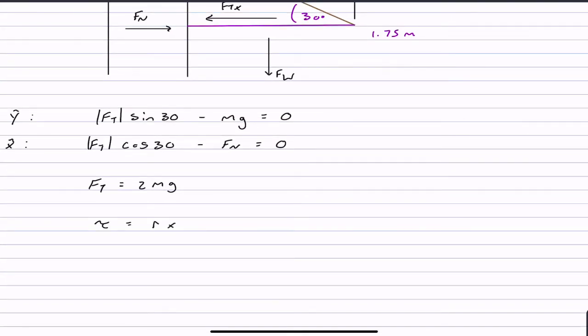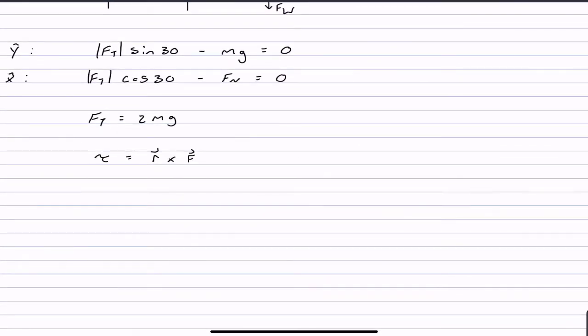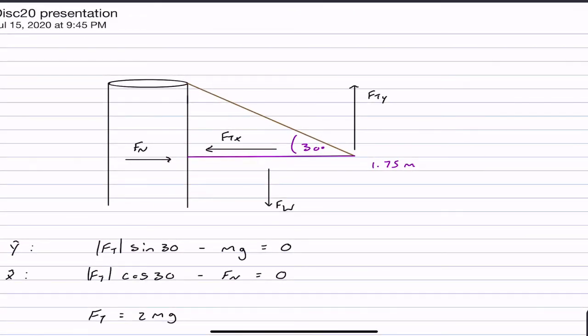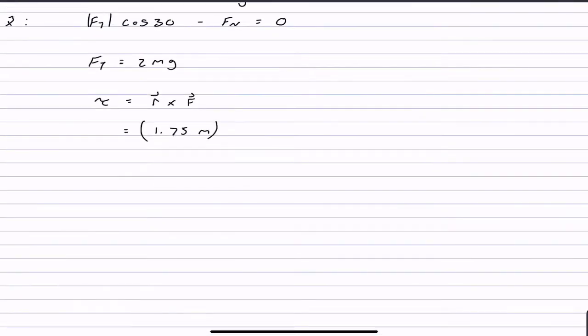The torque is equal to R cross F. Okay, so let's see what we have here. So we have R, which is going to be 1.75 meters, right? Our torque is being applied in this direction. Here is our R. Here is the force, okay? So Ft is 2 mg. Magnitude of the tension force times the sine of the angle, right? Because this is from our previous vector identities. The angle is 30 degrees.